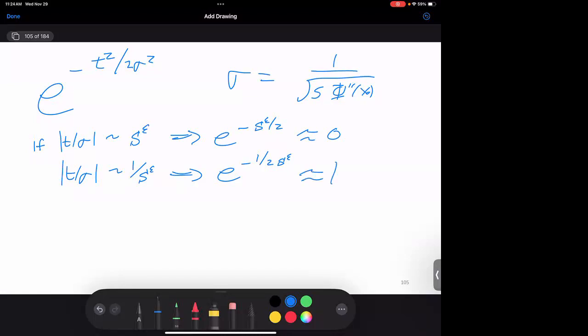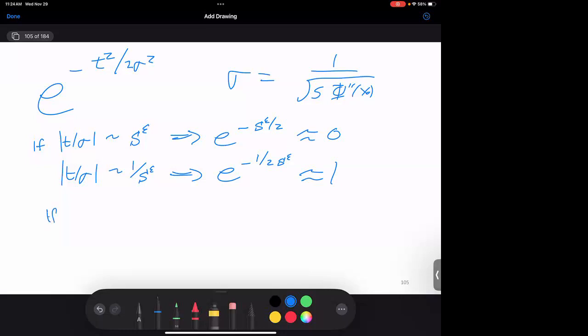That's essentially 1. So the idea is if you look at this exponential, its largest value is when t equals 0. So when t equals 0 contributes 1. If you move just a little bit away from t equals 0, as long as you don't move too far, it's still going to be essentially 1, as long as t over sigma is something that's going to 0 with s.